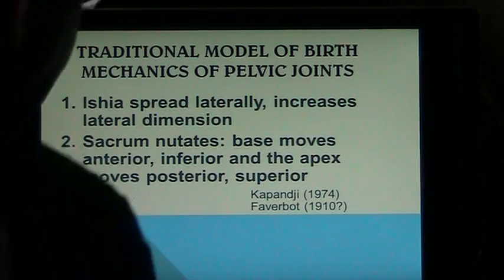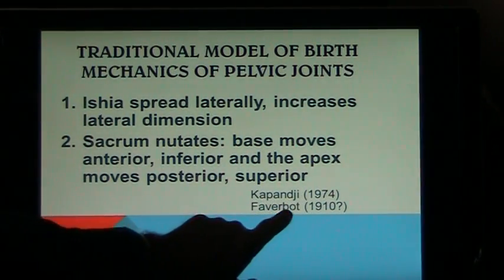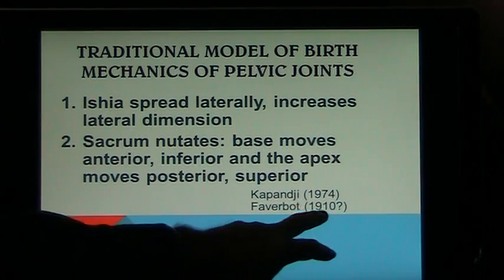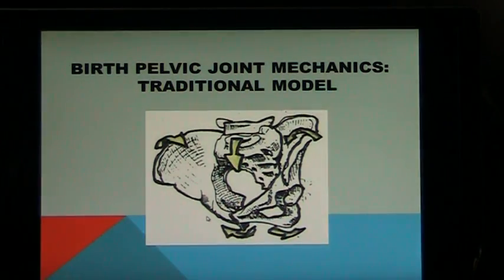Now, if we look at the traditional model of birth mechanics of the pelvic joints, the ischia spread laterally, which increases the lateral dimension. I'll show you a picture shortly. I'm quoting Kapandji, who references Farabeuf. I believe that's a 1910 reference, but it's not clearly indicated. There's very little in the literature to describe definitive biomechanics of birth, which truly surprised me. The sacrum nutates, in which the base moves anterior and inferior, and the apex moves posterior and superior.